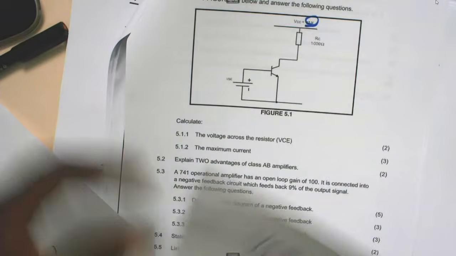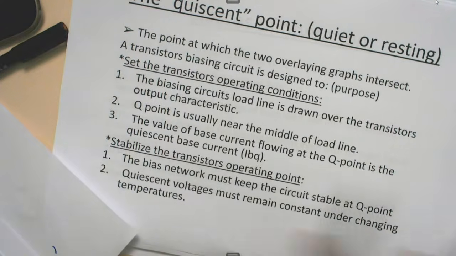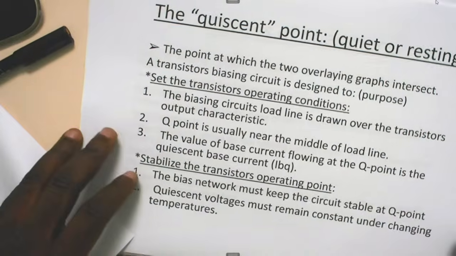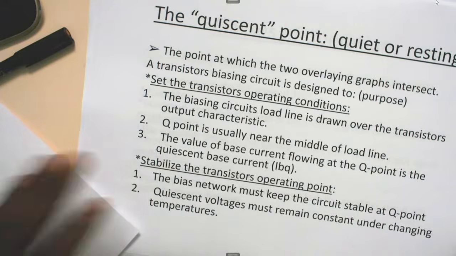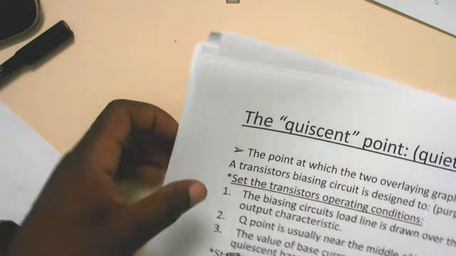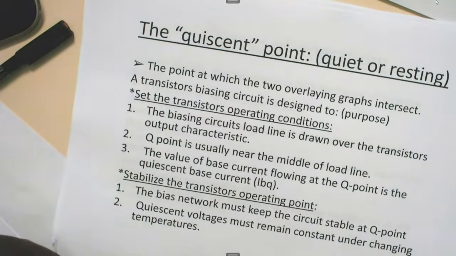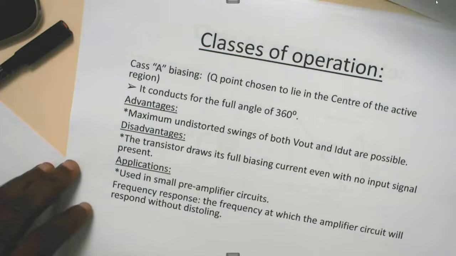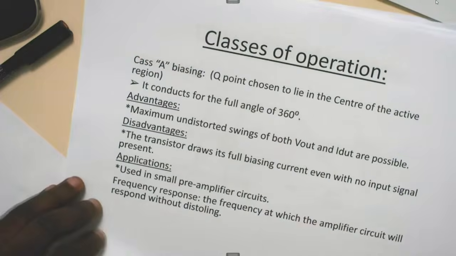So with this stuff out of the way of the load line, let us proceed to the next level. Let's put the question paper aside a bit. We continue to the quiescent point. Our time is almost over, so we've got to run quickly here. The quiescent point is the point at which two overlaying graphs intersect. A transistor biasing circuit is designed for this purpose: to set the transistor operating condition. Let us quickly go to the classes and the operation of class A.